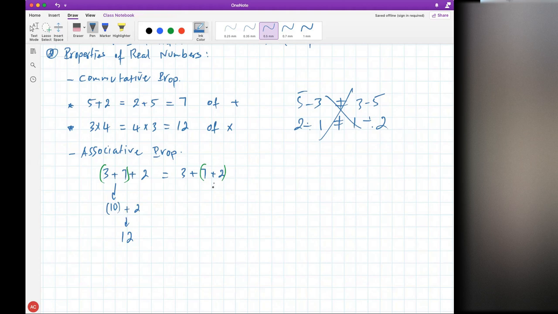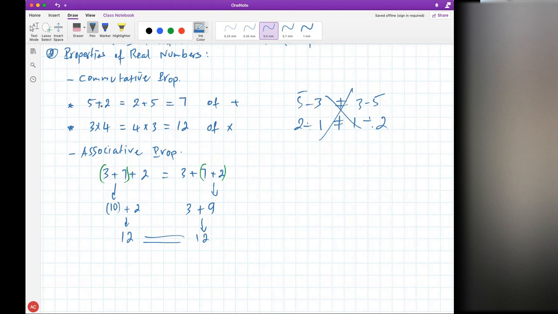However, if we do this one, we do the same. We do the parentheses first. 3 plus 9, so we start from the parentheses again. That's 9 plus 3, which is 12. And the result will also be 12. So even though we did it a little differently, the result is still the same. As you can see, it's 12.